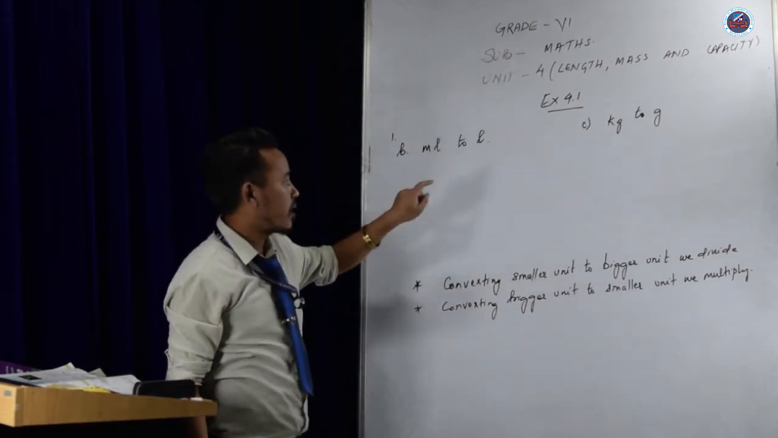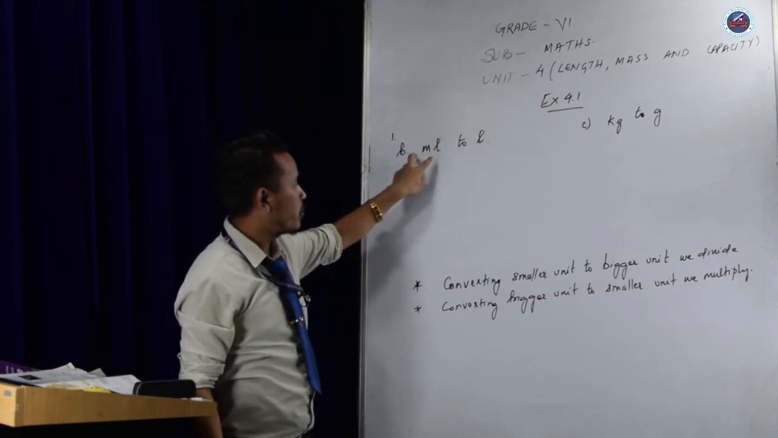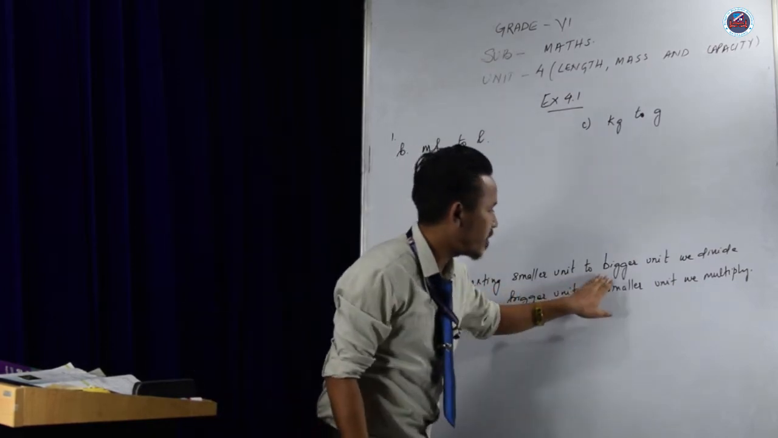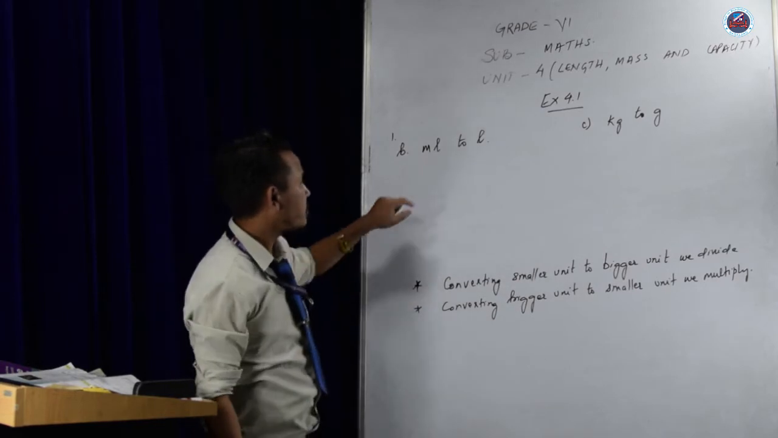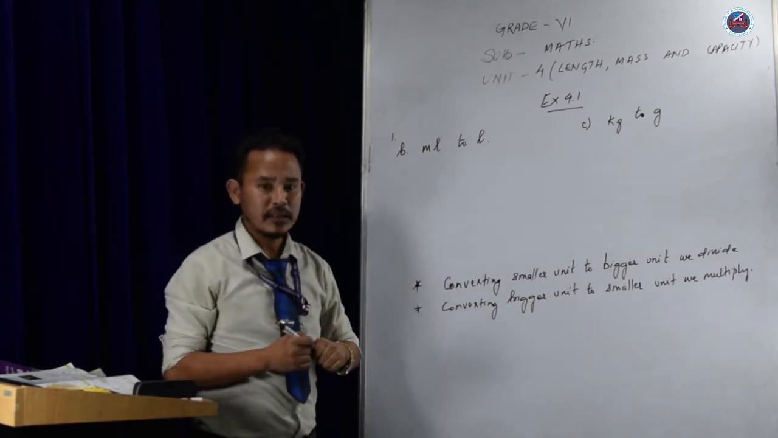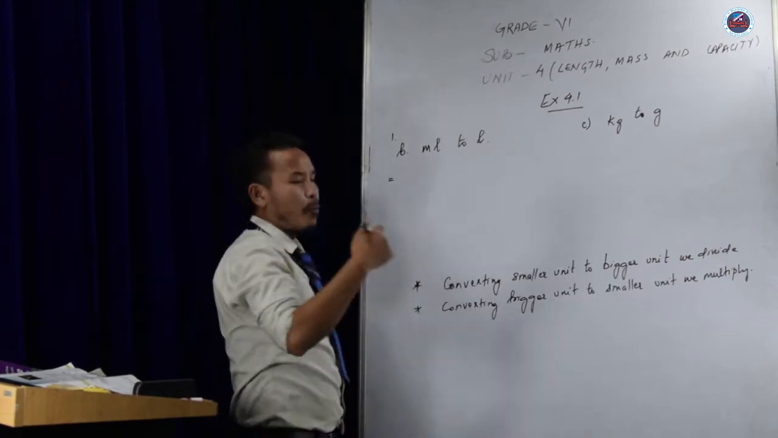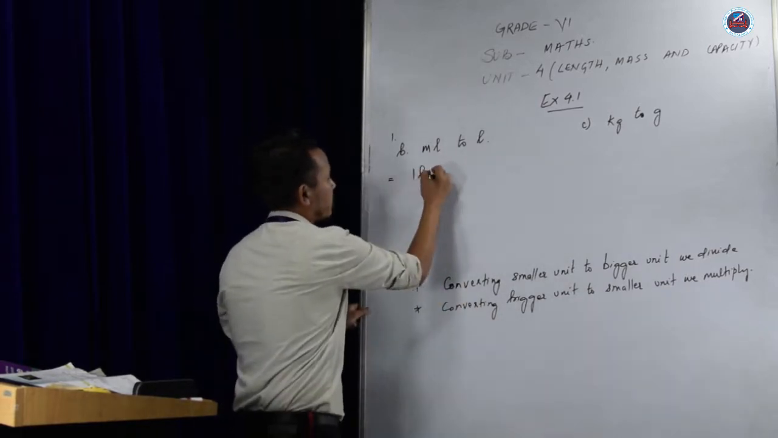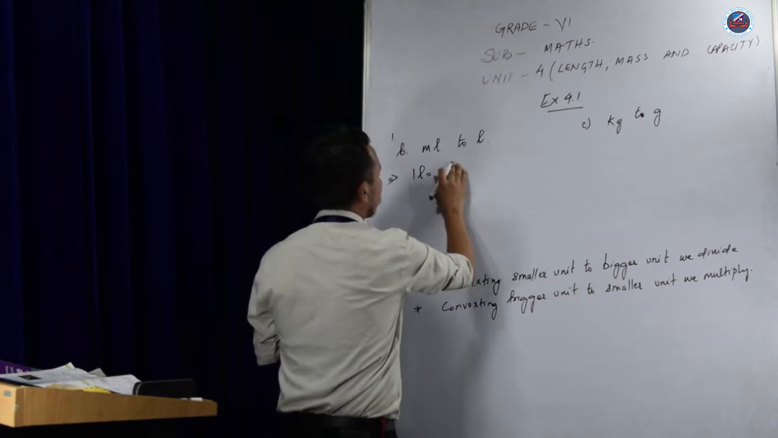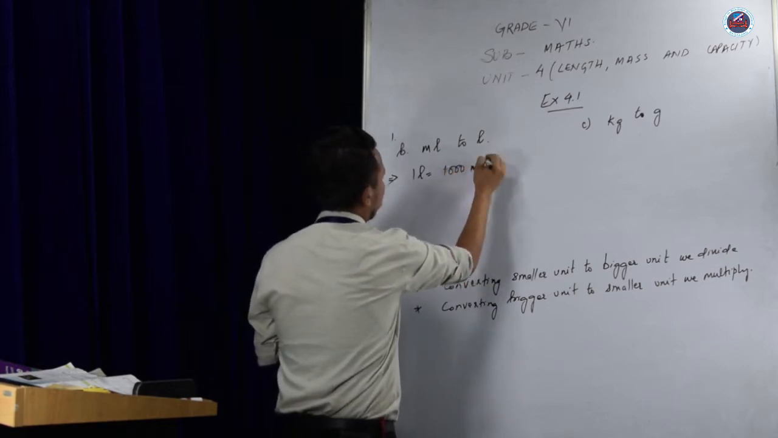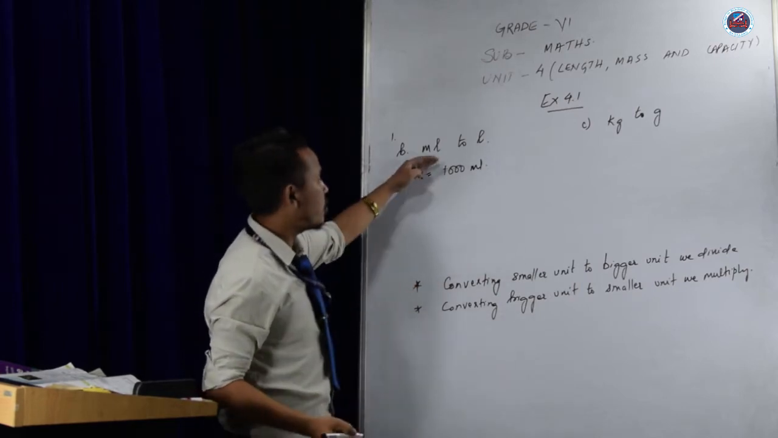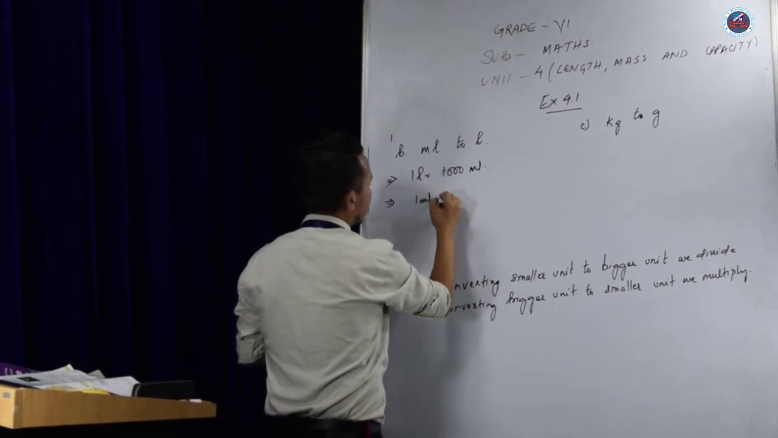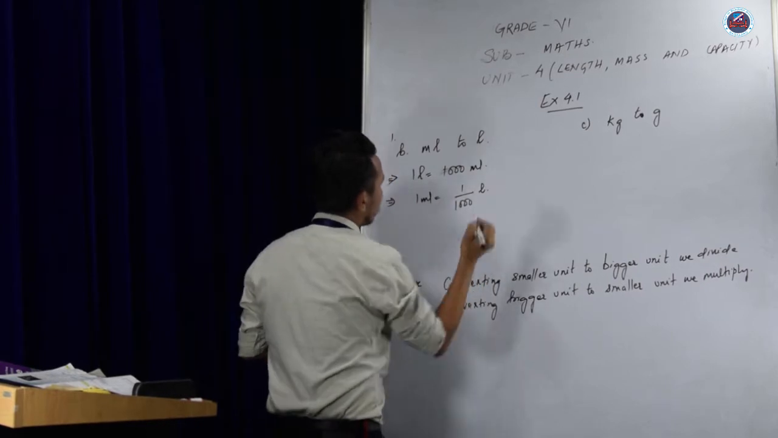Here, we are asked to convert from milliliter to liter, from a smaller unit to a bigger unit. As you can see, I have written the points. When we convert a smaller unit to a bigger unit, we divide, right? For example, 1 liter is equivalent to 1000 milliliter. In the same way, 1 milliliter will be equivalent to 1 by 1000 liter.